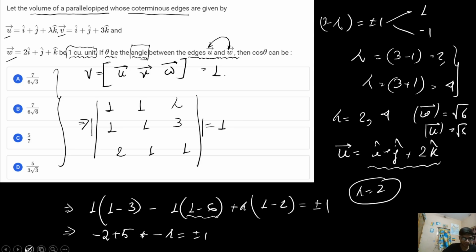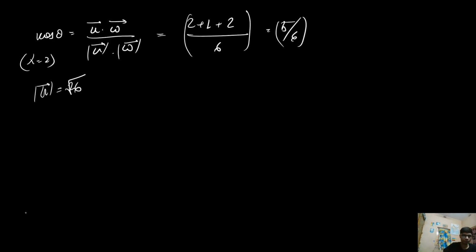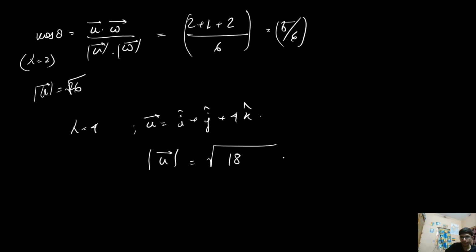But if we look at the options, we do not get any option which matches here. So in that case we will solve for lambda equal to 4. Now for lambda equal to 4, the u vector is i cap plus j cap plus 4 times k cap. Now the magnitude of the u vector will be root 18, and root 18 is 3 root 2.